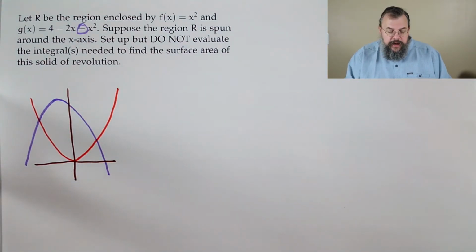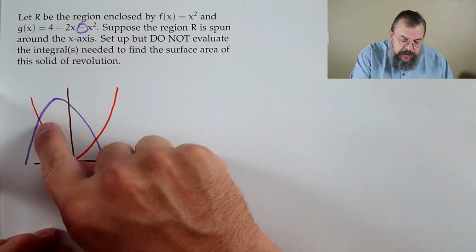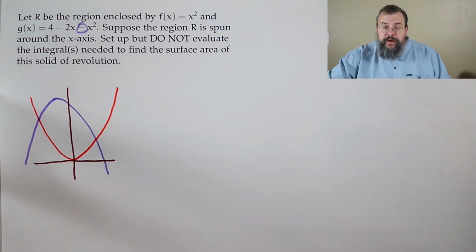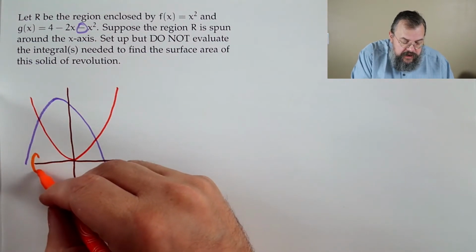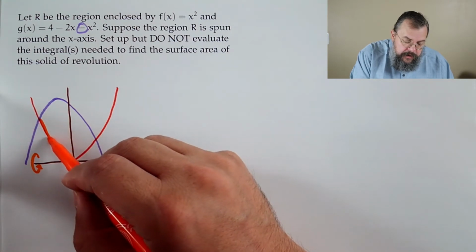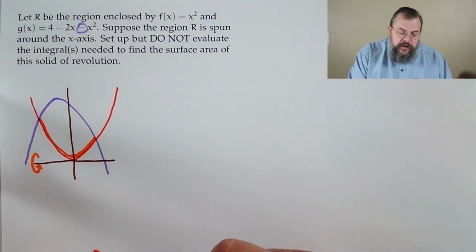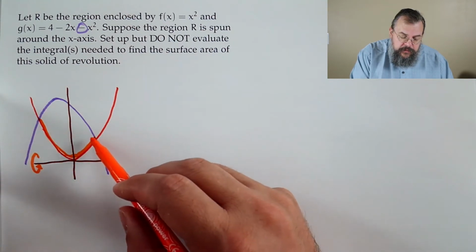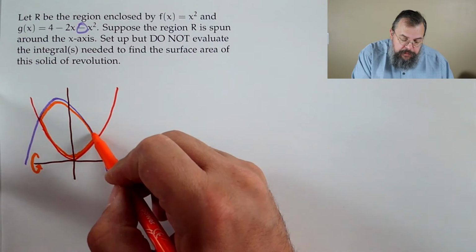So what do we have? Well, our region is this inside blob. That's R. And what are we going to do with it? We're going to spin it around the x-axis. Now the question becomes, what happens to the surface area? We can think of it as being two parts. We have what happens to the surface area when we spin this bottom part, and what's the surface area when we spin this top part.